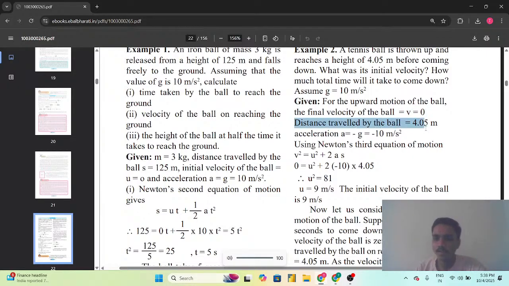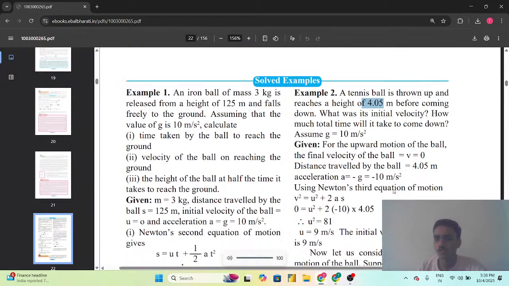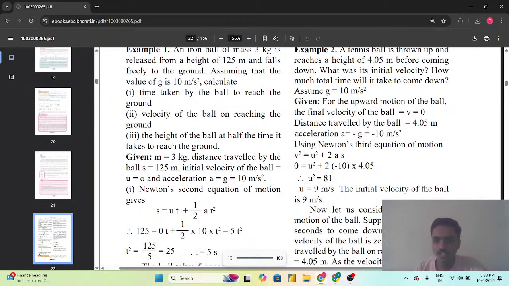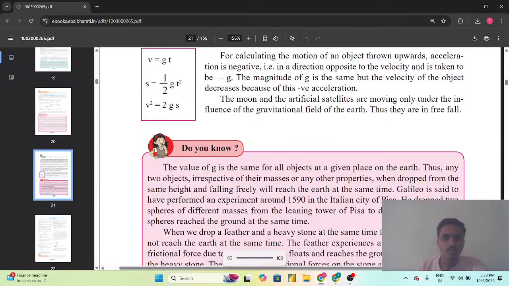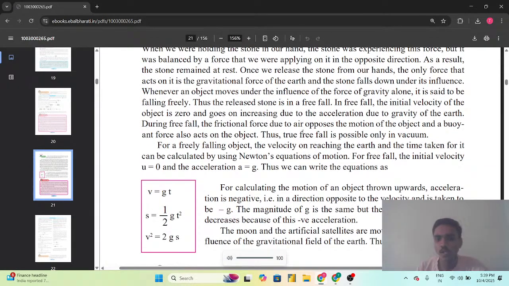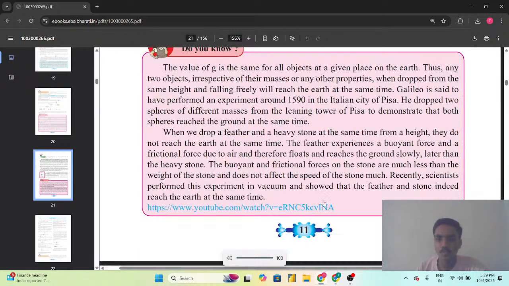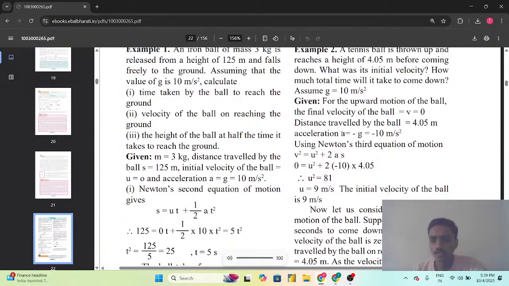The distance traveled by the ball is given, the ball reaches a height of 4.05 meter. As we have seen in the theory of free fall, when an object is thrown in the vertical upward direction, the acceleration due to gravity acts on it in the downward direction. That means negative direction motion. So we take negative acceleration, that is minus g. So here a is equal to minus g, that is minus 10 meter per second square.